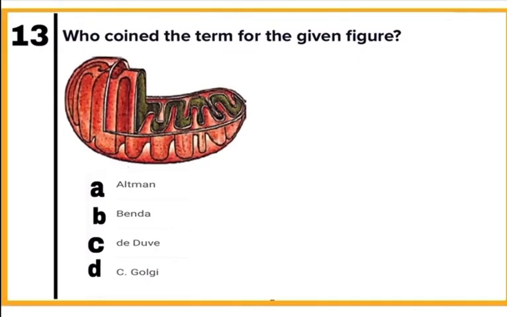Question 13. Who coined the term for the given figure? The given figure is of mitochondria. Mitochondria often referred to as the powerhouse of the cell, and the term mitochondria was coined by Carl Benda in 1898. The word mitochondria comes from Greek word where the word mitos means thread and the word chondro means granule or grain like. So here correct answer is option B, mark B as a correct answer.